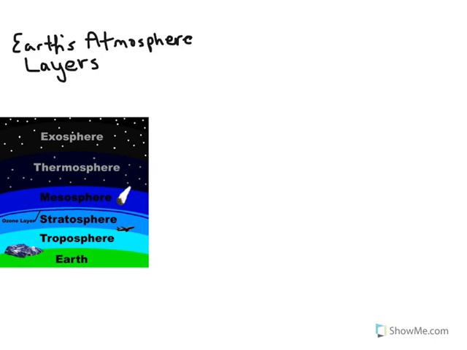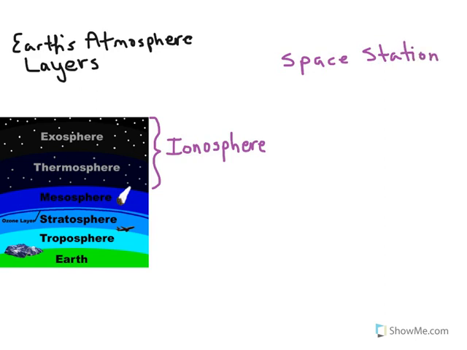The last layer on here is labeled both exosphere and thermosphere. You will also see it called ionosphere. So all of these terms refer to the outermost part of our atmosphere. And this is where essentially the space station is when it's orbiting the Earth. Any kind of spacecraft in orbit around the Earth. Now satellites tend to be higher up, but manned space exploration in orbit around Earth tends to be in the ionosphere, or the outer part of the exosphere.